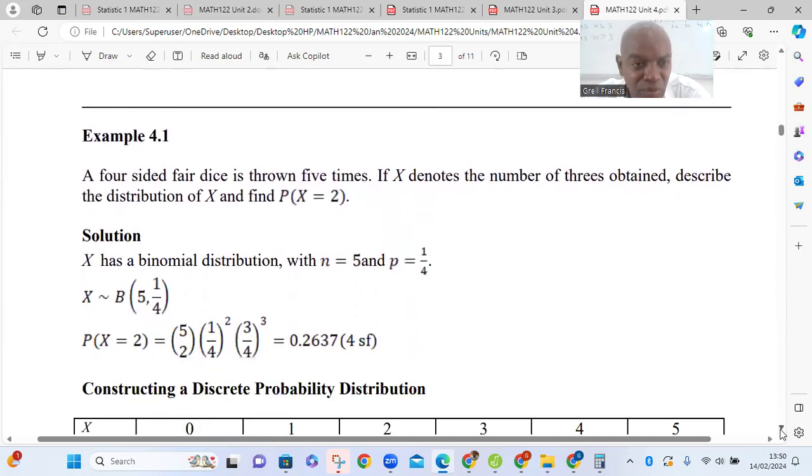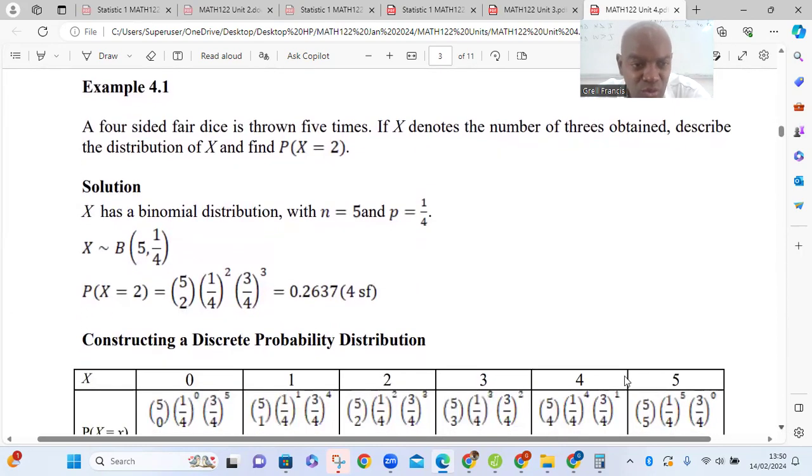And here we have an example of a scenario whereby a 4-sided dice is thrown 5 times. If X denotes the number of 3s obtained, describe the distribution of X and find the probability that X is equal to 2, meaning the number of 3s obtained out of the 5 trials is 2. So you get 2 3s. What's the probability of getting 2 3s out of the 5 trials? X has a binomial distribution with N equal to 5 and P equal to a quarter, because it's a 4-sided dice.